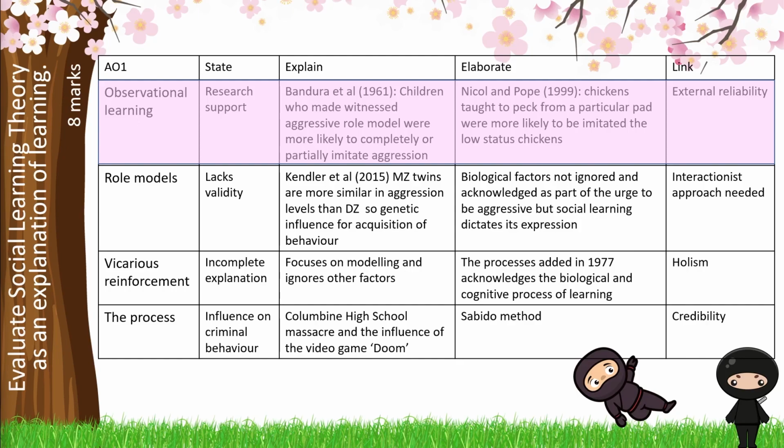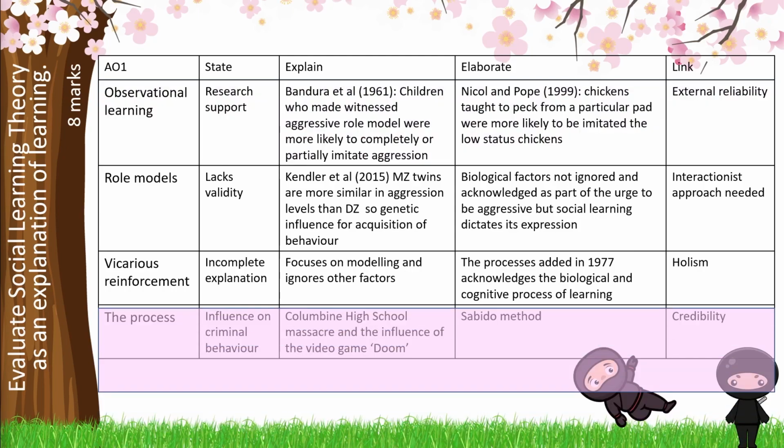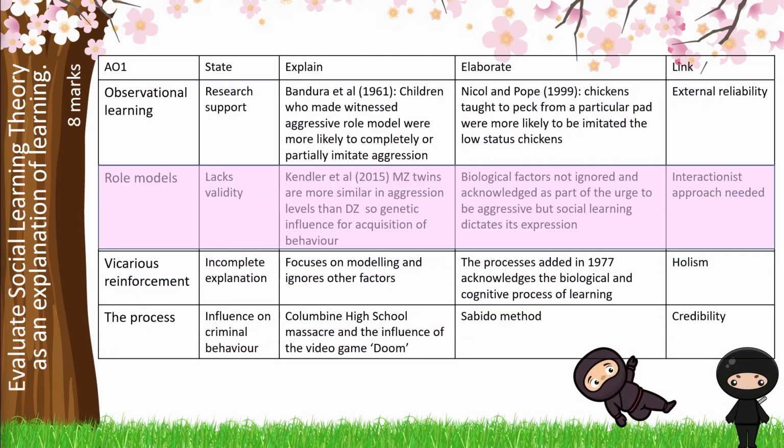And we've extended that, we've elaborated that with a different piece of research, and here we're talking about animal studies, Nicol and Pope, and chickens who were taught to peck and therefore became educated chickens. Higher status chickens were more likely to be imitated. We've got external reliability here, consistency in our findings, that observational learning or learning through other people is occurring. You then move on through and talk about role models. Again, we said, why is someone a role model? What makes someone more likely to be imitated?